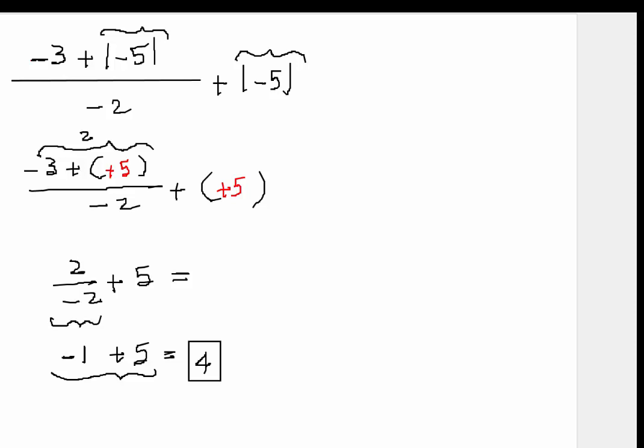Okay, we have a couple of questions. Now, I need to find out what the problem is, so let's break this into different steps. Let's call this step number 1. Step number 1 is to replace absolute value of minus 5 with its corresponding value plus 5.